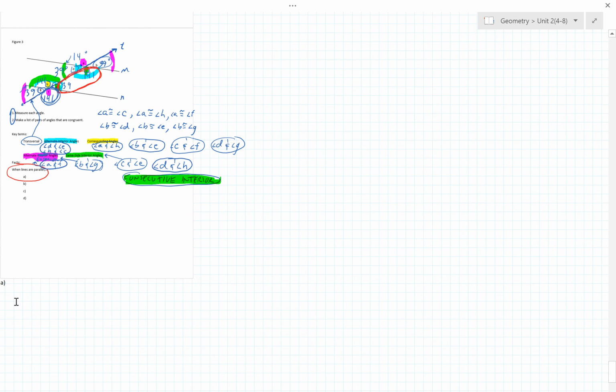Okay, so my first statement is when lines are parallel, alternate interior angles are congruent. That's what we observe in the diagram. Alternate interior angles are congruent. I'll make that a little bit bigger.